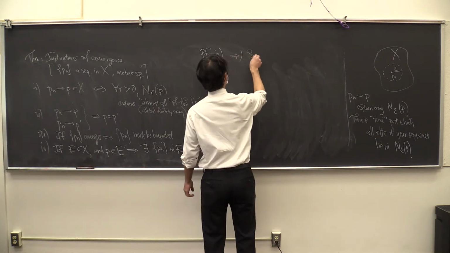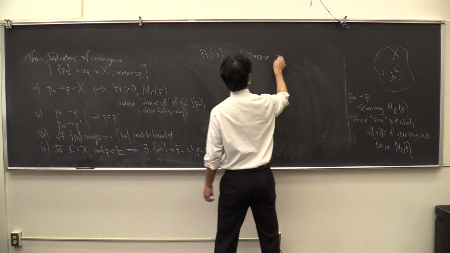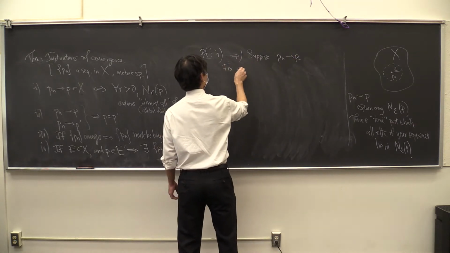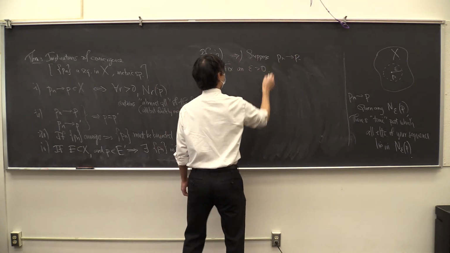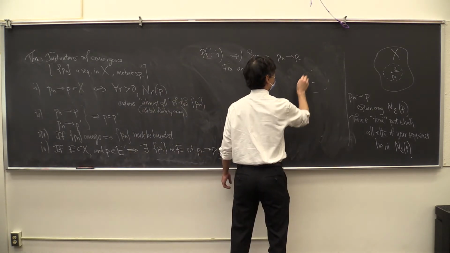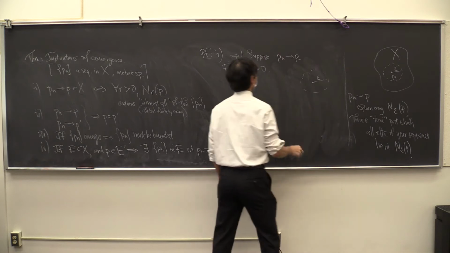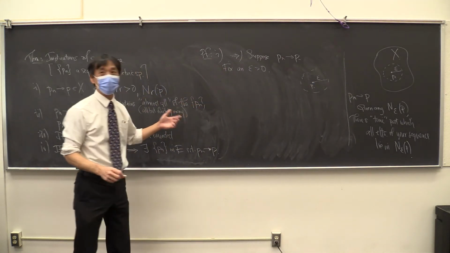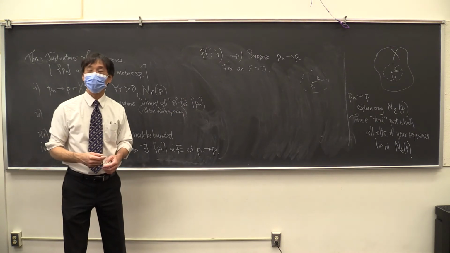Okay. So suppose that p_n converges to p and fix a radius. Okay, here's p and here's the radius. How do I know that that neighborhood contains all but finitely many of the p_n?